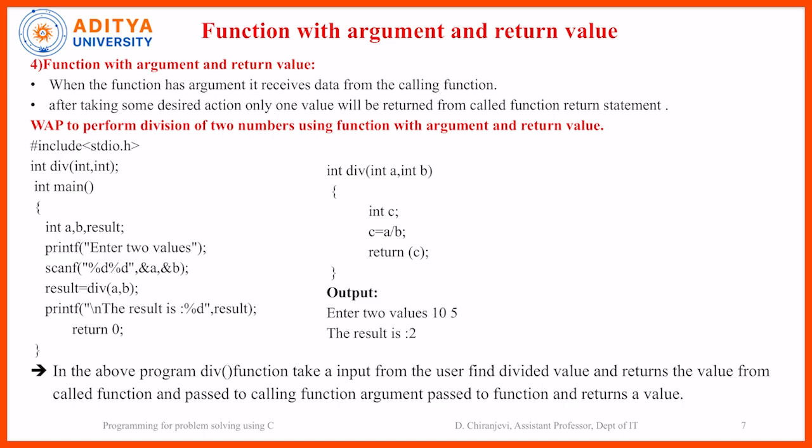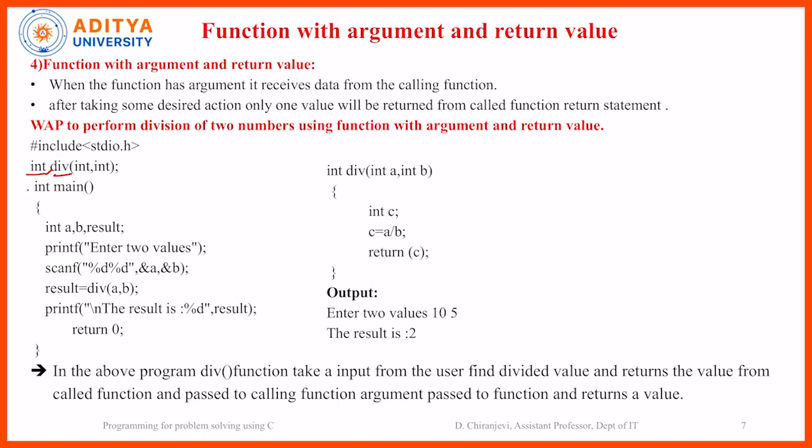And the last category is function with argument and return value. We will pass the arguments and the function will return also. What does it mean? It means the function has arguments, so it is receiving information or data from the calling function. After taking some desired action, the value will be returned back to the calling function. Now let's understand. The function is of return type, so the data type I have specified is return type int. The function name is division, and I have passed 2 values, so 2 parameters, int comma int.